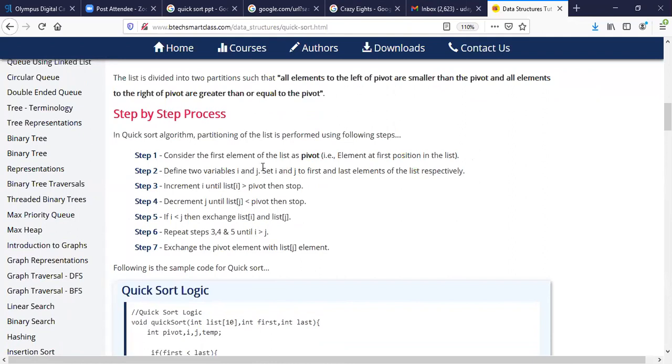So what they are doing: in the given list, they are setting the first element name as I, and the last element name as j. Okay, then see the next step, these two steps are very important. Increment I until list of I is greater than the pivot.